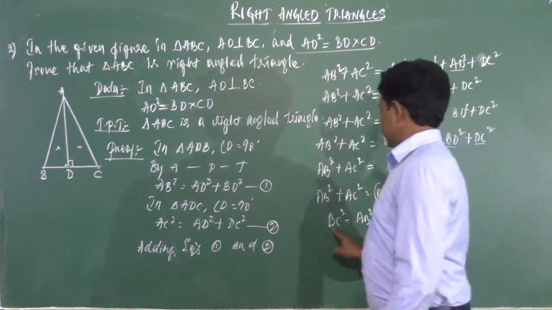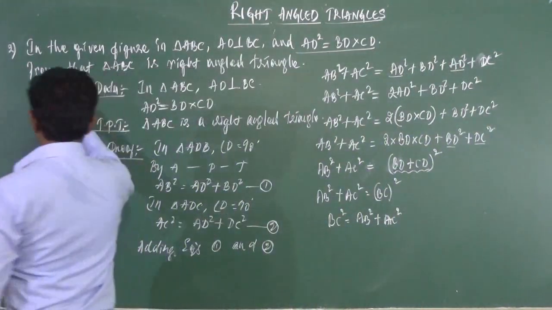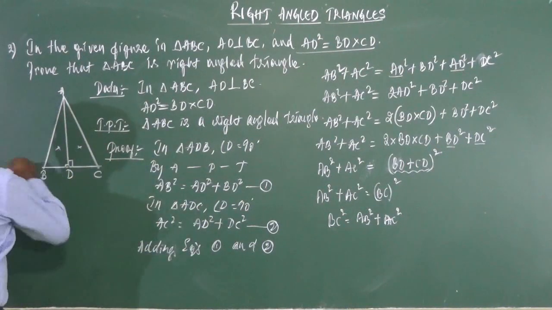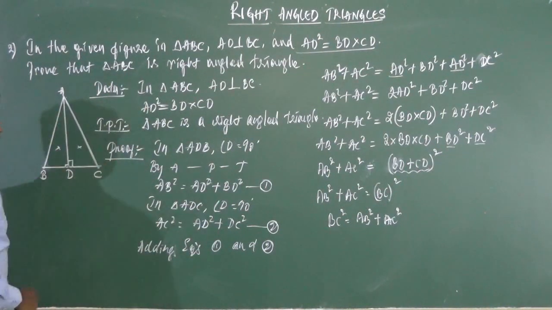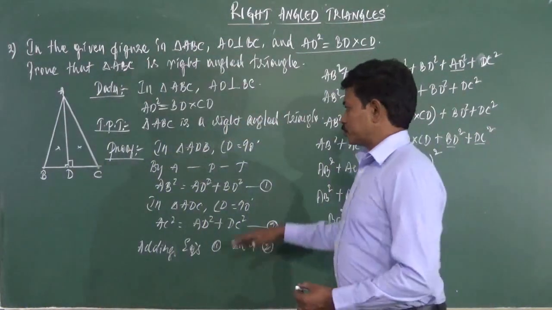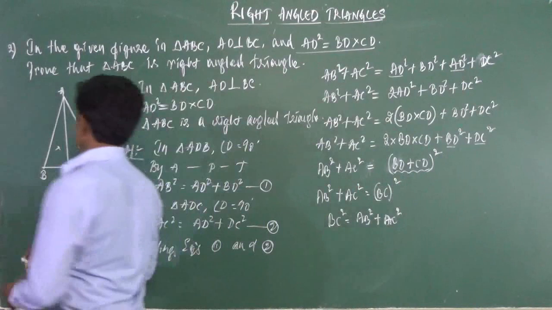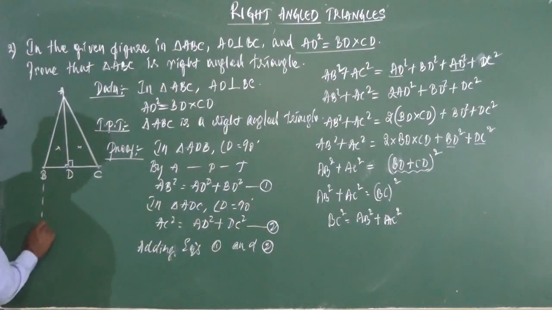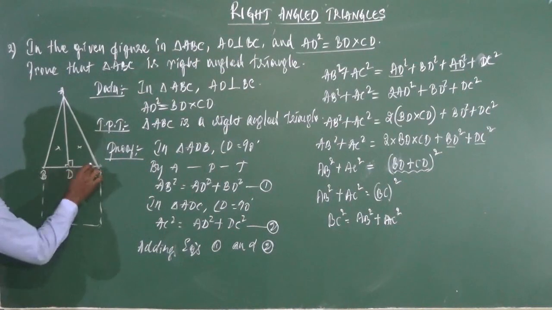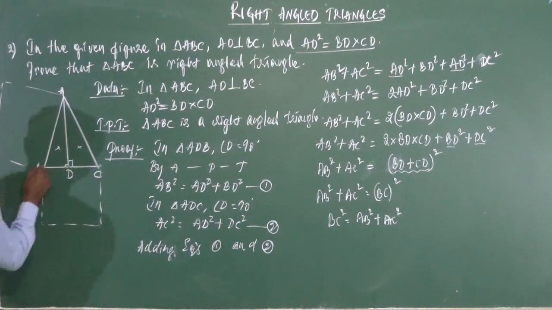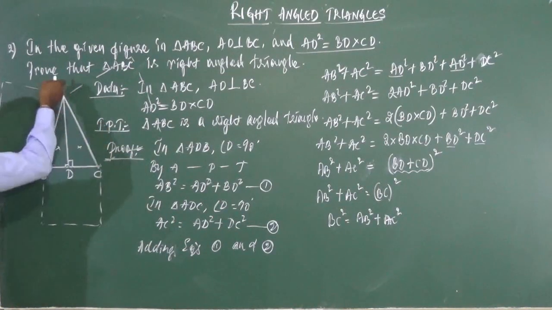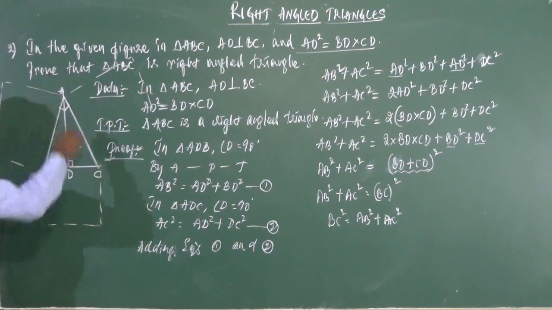So the square on BC in triangle ABC is equal to the sum of the squares on the other two sides. Therefore, according to the converse of Pythagoras theorem, if the square on one side of a triangle is equal to the sum of the squares on the other two sides, then those two sides contain the right angle.